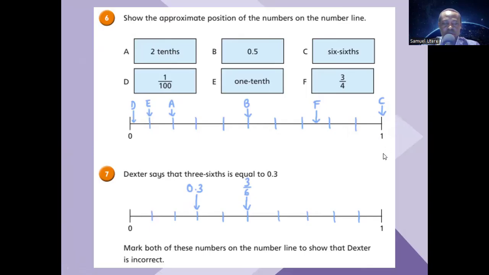For question 7, you were asked, Dexter says that 3/6 is equal to 3/10. Is that correct? Well, we can find that by marking these on the number line to show that he is incorrect. So if you do 10 divisions between 0 and 1, you should be able to show like this that he is incorrect. 3/6 is equal to a half, which is 50%, or 0.5, which is 50 hundredths.